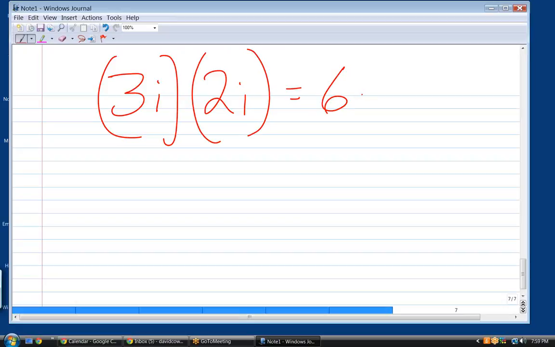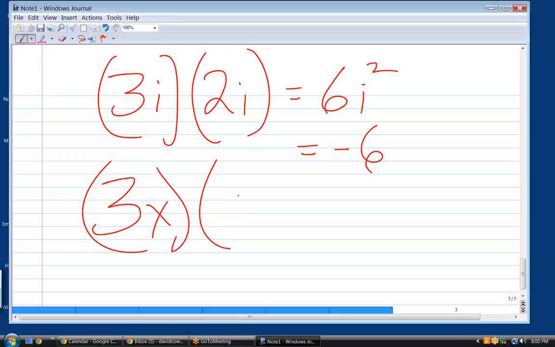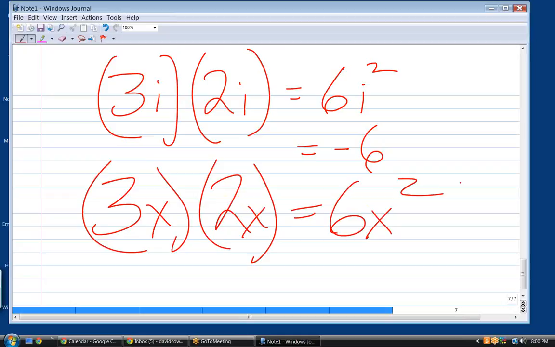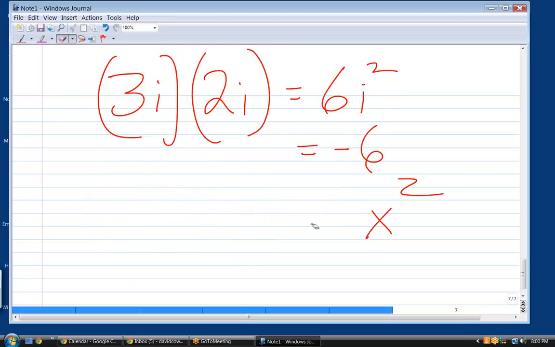6 what? It'd be 6i squared. Correct. And then what is i squared going to be equal to? Negative 1, right? Correct. So this turns into negative 6. Okay, so I just multiply them then? Multiply each part. In other words, it's the same thing as if you had 3x times 2x. 6x squared. Okay. The secret is in converting the i squareds. You always end up with i squareds when you do these, and that's always negative 1.